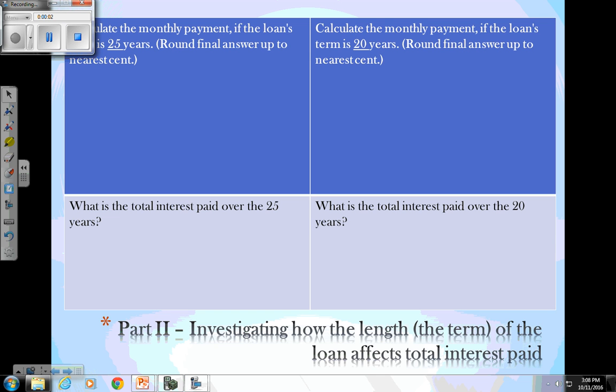Alrighty, welcome back. So here we are doing parts 2 and 3 of our example problem. And we are now going to go further and investigate what we are talking about, which is a home mortgage. We're going to investigate what happens to the payment and to the interest paid if you change the term of the loan. Now, the term of the loan is the length of the loan.